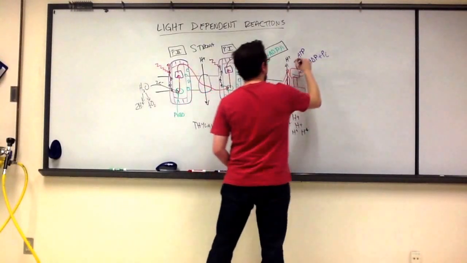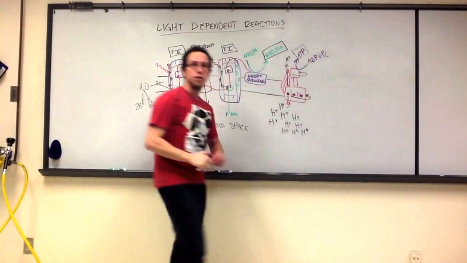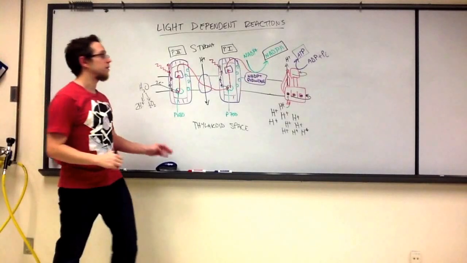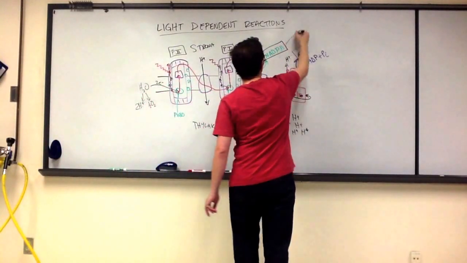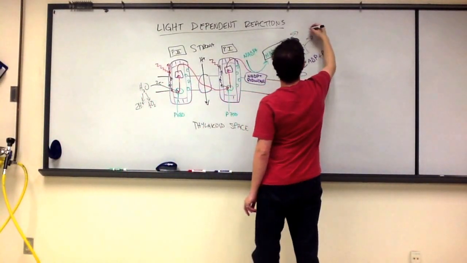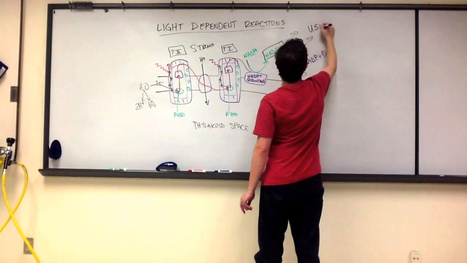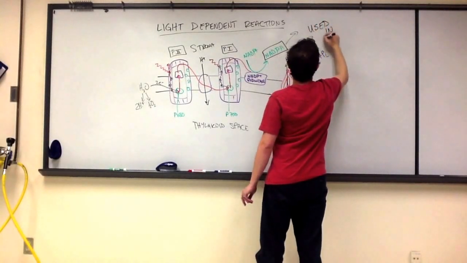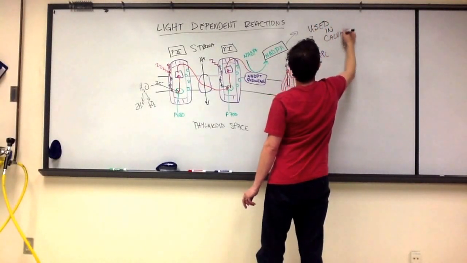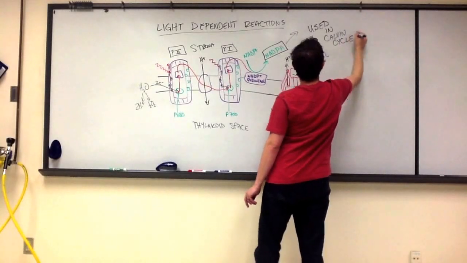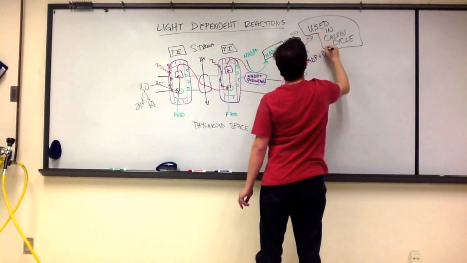And this ATP is the second molecule required for the Calvin cycle. So both the NADPH and ATP are produced in the stroma, and they're going to be used ultimately in the Calvin cycle. Okay, so these are used in the Calvin cycle.